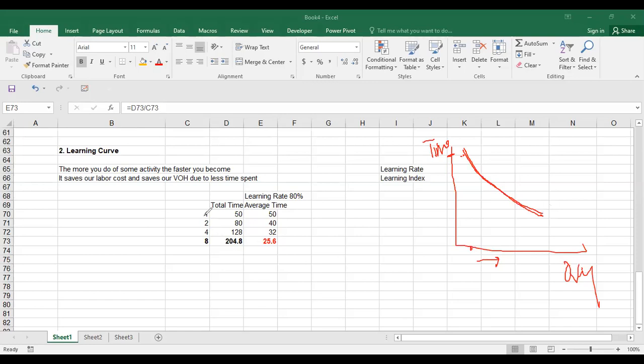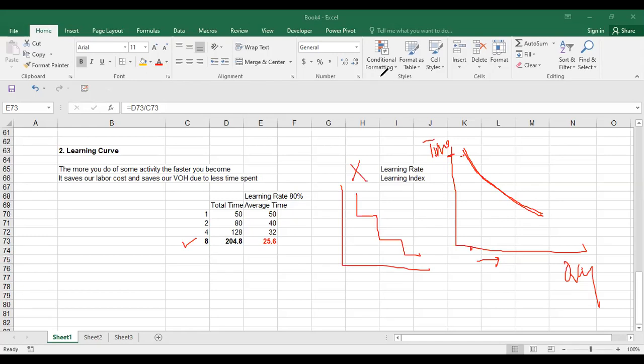But if I see this graph, it is going in steps, okay? Which is not a proper thing. It has to be in a curve form, because learning does not apply only to the 8th unit. The learning applied also to the 5th unit, to the 6th unit, to the 7th unit, and then of course the 8th unit. So learning is a continuous process. Learning does not happen only at the time when you make it. So with this table, this is one drawback.